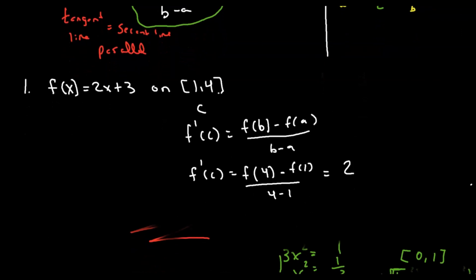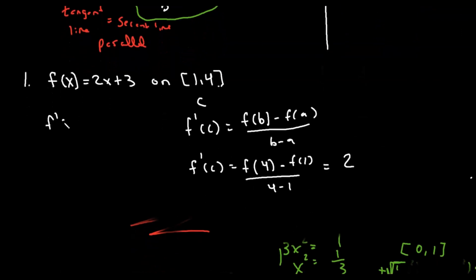Because look at this. F prime of x, right? The derivative of this is 2. So if I plug in c, any value of c between this interval, we're always stuck with the 2 here, because that happens to be the derivative, so 2 will always equal 2. So the mean value theorem holds. Get it? Alright, so another one.